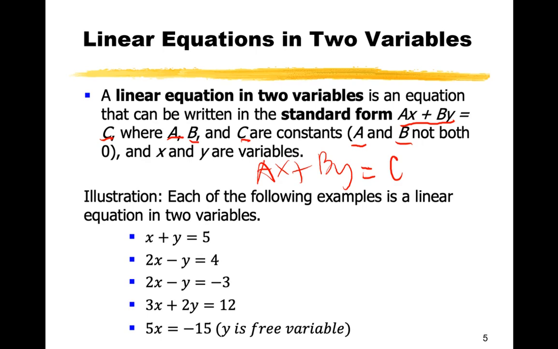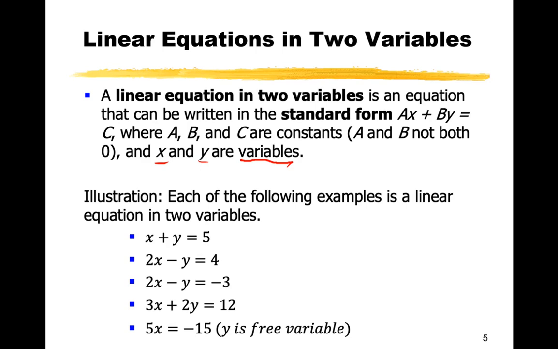Kasi pag nag-0 yan, ang matitira lang sa atin ay itong C. Okay? So, essentially, parang 0 equals C yung magiging labas, kung parehas 0 yung ating A and B. Okay? So, in this case, hindi na siya linear equation. And take note that x and y are variables. Okay? These are unknown values. Okay? So, illustration, nasa ilalim.